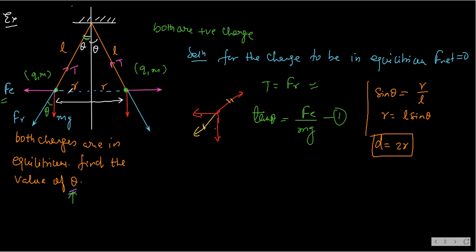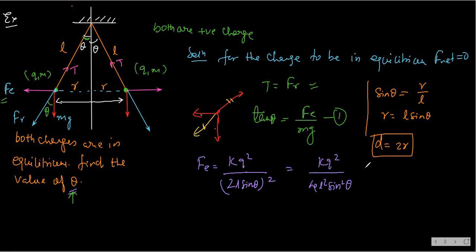Now that we have the distance, we can easily find the electrostatic force. That is going to be k q square upon this distance, which is 2r. R is L sin theta, so 2L sin theta whole square. That is going to be k q square upon 4L square sin square theta. So that is your electrostatic force. mg we know. So kids, tan of theta could easily be written as k q square upon 4L square sin square theta, this electrostatic force, by mg.